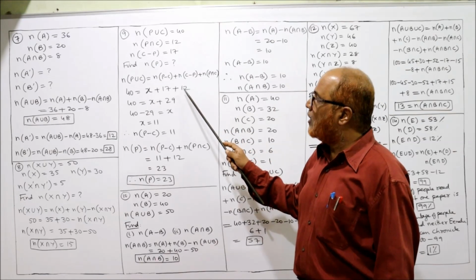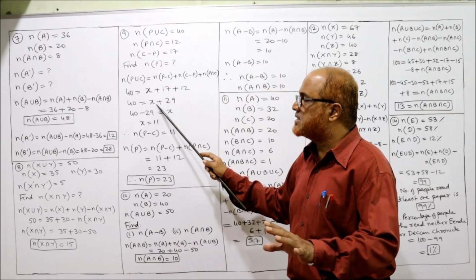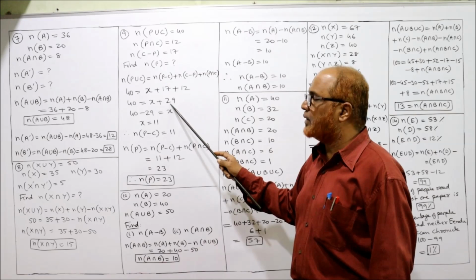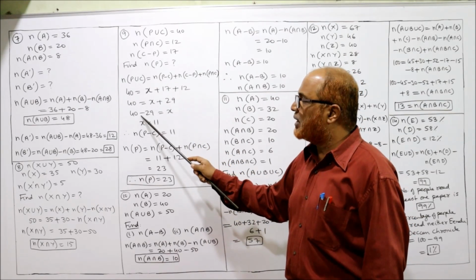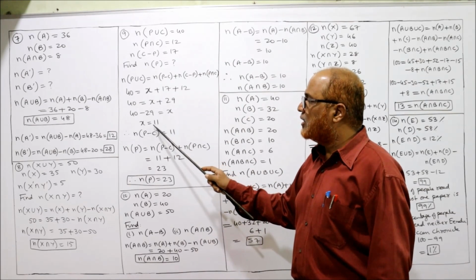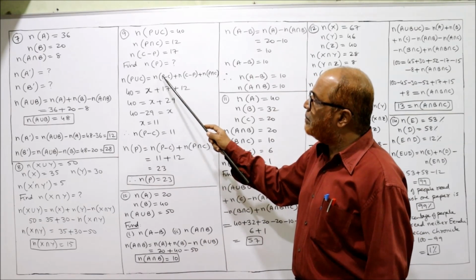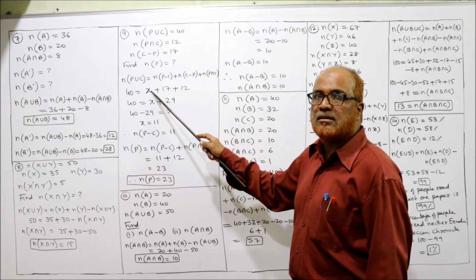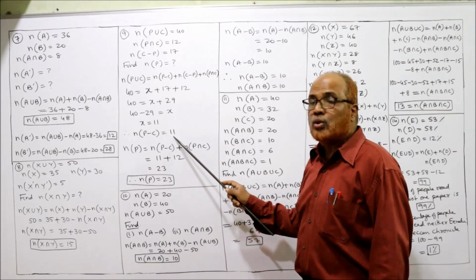That is given. Now in this equation, one unknown variable is there, X. Keep X as it is. And 17 plus 12 is 29. Now take this 29 to LHS. This plus 29 will become minus 29. 40 minus 29 is equal to X. So 40 minus 29 is 11. So X is equal to 11. So what is this X actually? N of P minus C, number of elements of P minus C, is X. And X we got it, 11. So N of P minus C is 11. So this value we got.